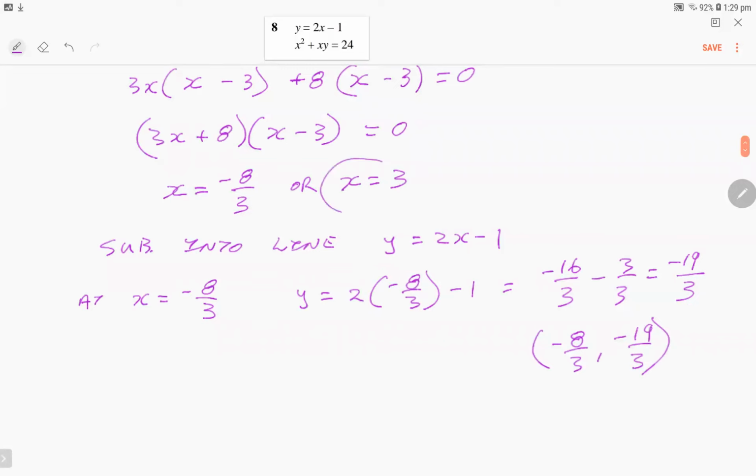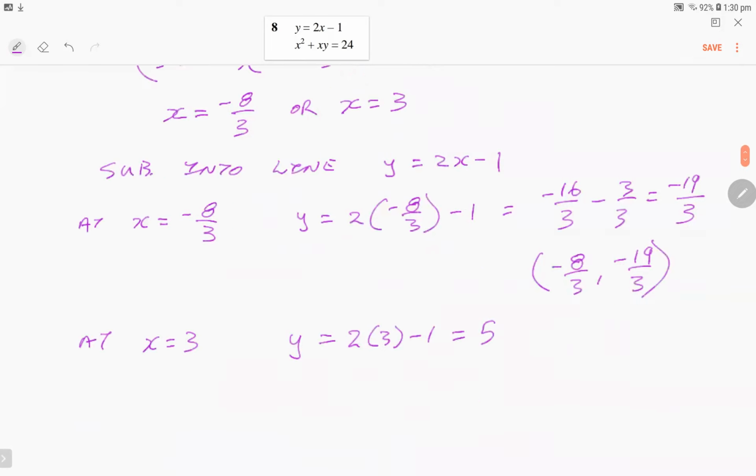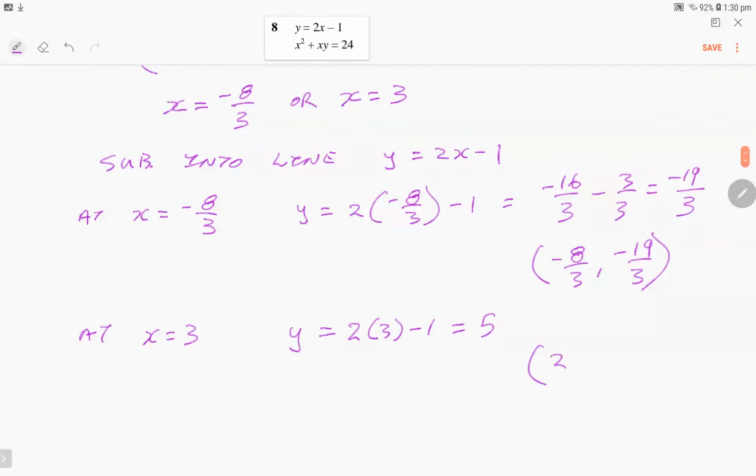So I need to do this point now where x equals 3. So at x equals 3, my y value becomes, I'm putting 3 here in the line, 2 times 3 minus 1. 2 times 3 is 6. 6 minus 1 is 5. So that's 5. Therefore, my other point is 3, 5. So these two are my answers right there, my 2 points of intersection. All right. So that is that. Nice and easy.